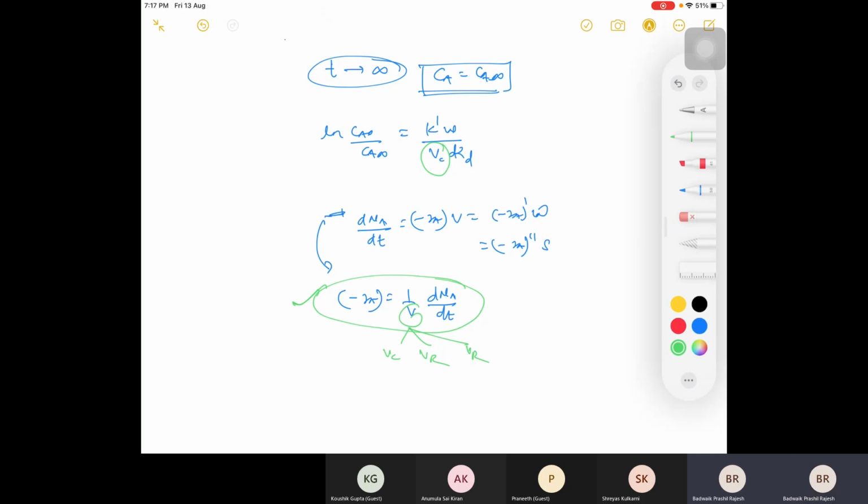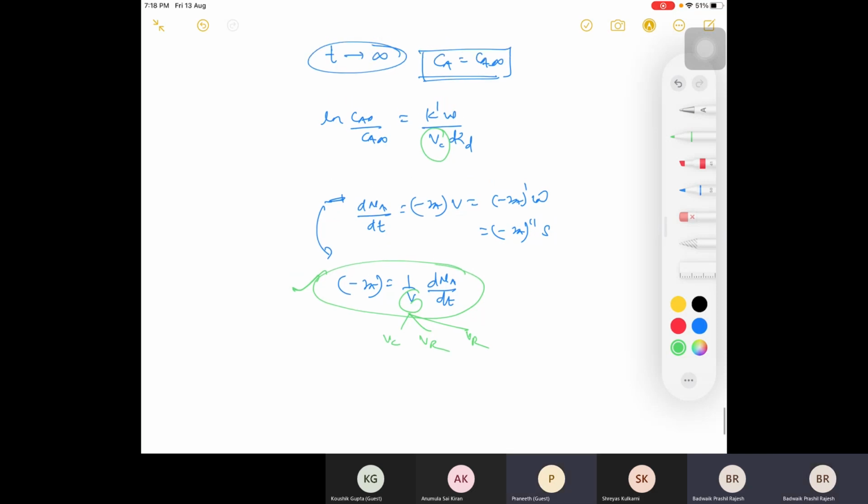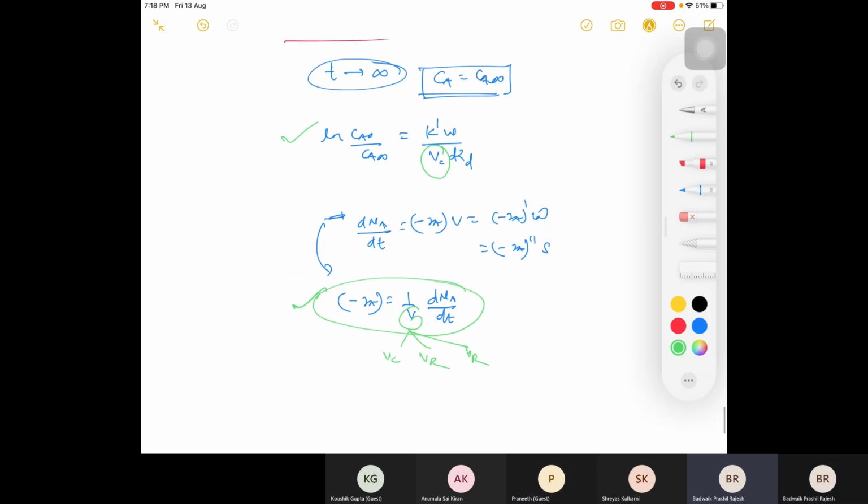You need to make sure that you have defined dash for volume of reaction mixture, double dash for weight, triple dash for the next one, and so on. Right? Are you guys getting this? Yes, sir. Okay.